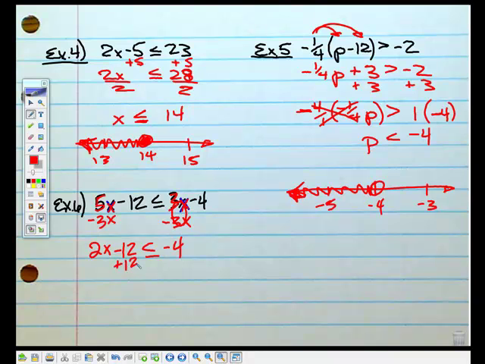If I add on the 12, I add on the 12. 2x is less than or equal to 8. Divide by 2, divide by 2, and x will be greater than or equal to 2.